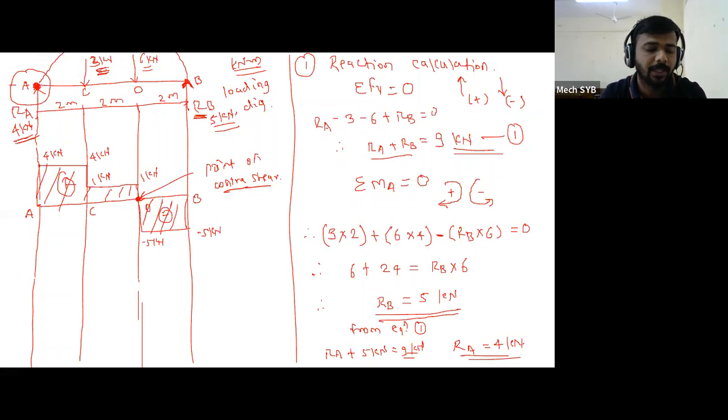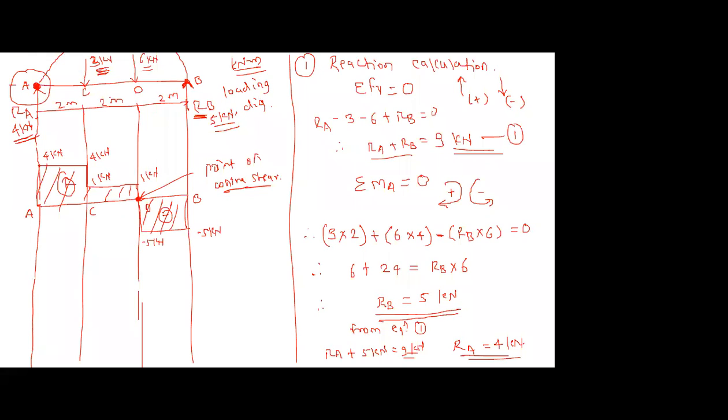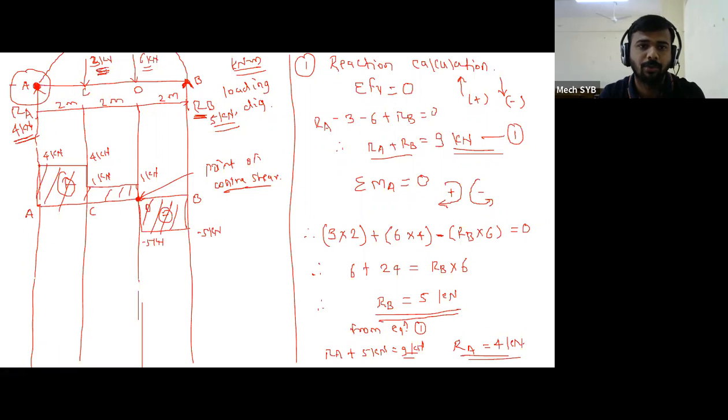Now, I have to take the bending moment at point A. At the left side of point A, no force is present. But how many forces are present at the right side of point A? From the figure, three forces are present. Out of that, 2 are point loads, one is 3 kilonewton, second is 6 kilonewton, and the third one is the reaction.